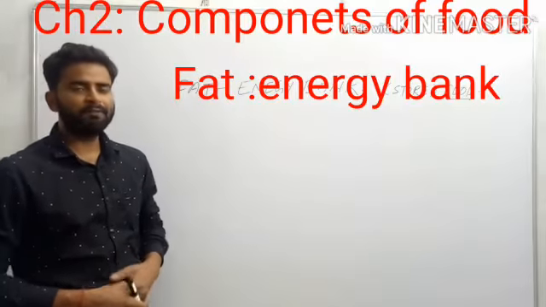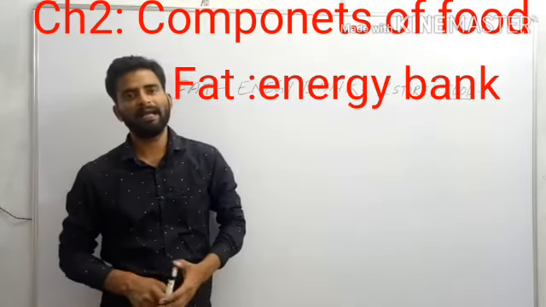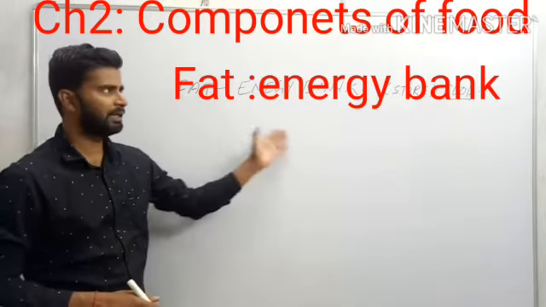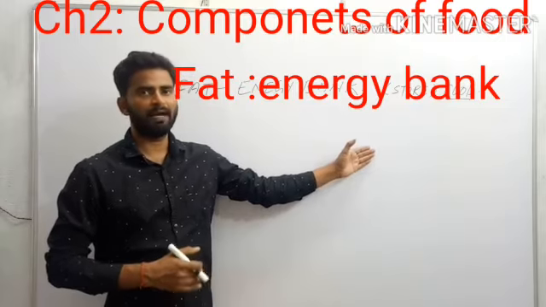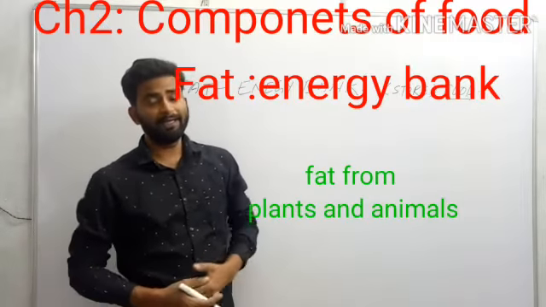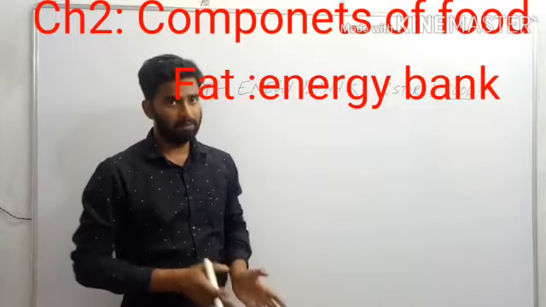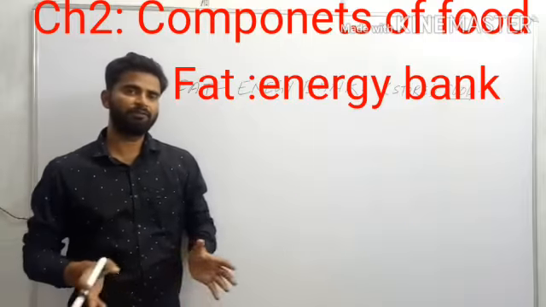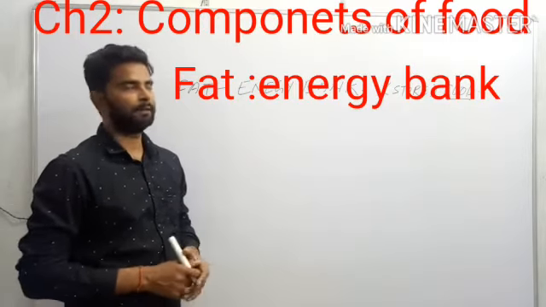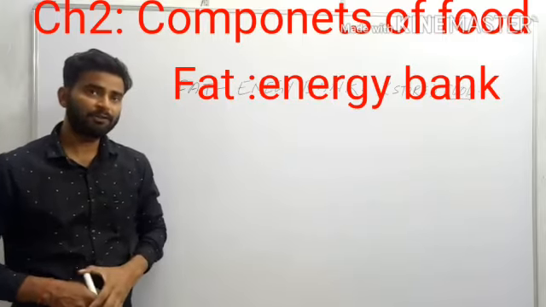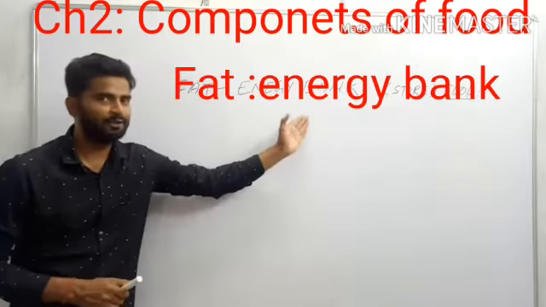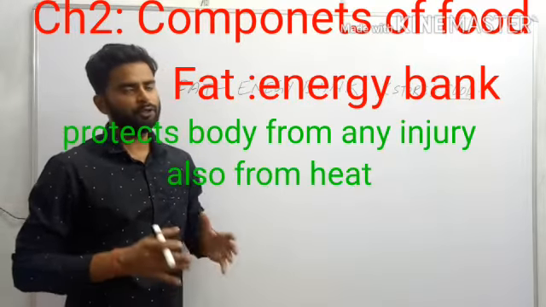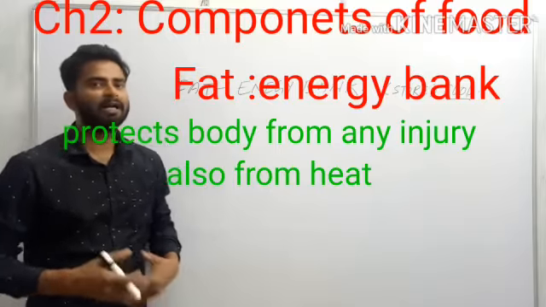We can get fats from plants and animals. From plants like mustard oil, soybean oil, different types of oil have fat. In animal products like ghee and butter there is also fat. It is an energy bank, stored in our body, which helps when required by our body. It also protects our body from injuries and excess heat.